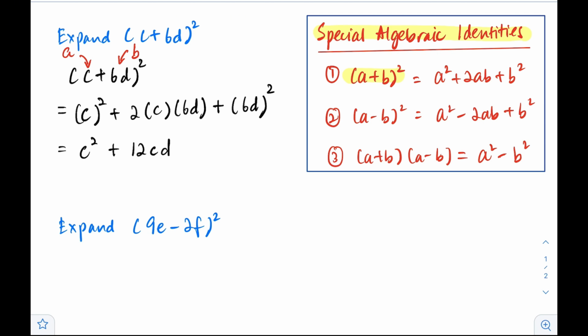12cd. How do we get 12cd? We take 2 times 6, the numbers, times together to get 12, and the variables c and d times together to get cd. Then we have 6d whole thing squared, meaning 6d times 6d. So we need to take 6 times 6, which is 36, and d times d, which is d squared. So this would be our answer, c squared plus 12cd plus 36d squared.